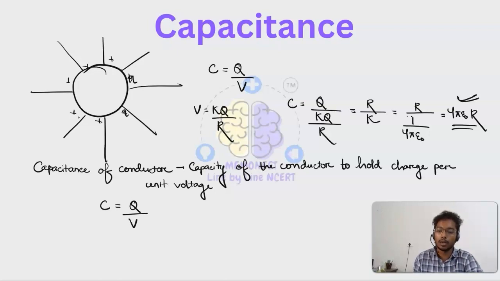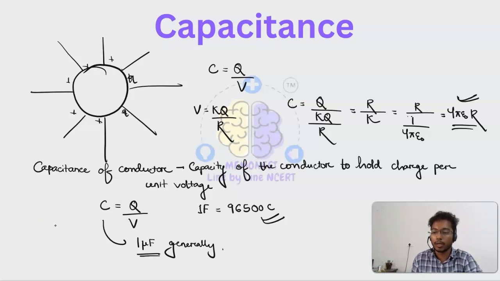Let's say the unit of the capacitance. Generally we take the unit as 1 microfarad, because 1 farad is a very large quantity, that is equal to 96500 coulomb. This is a very large quantity, so we generally take the unit as 1 microfarad.